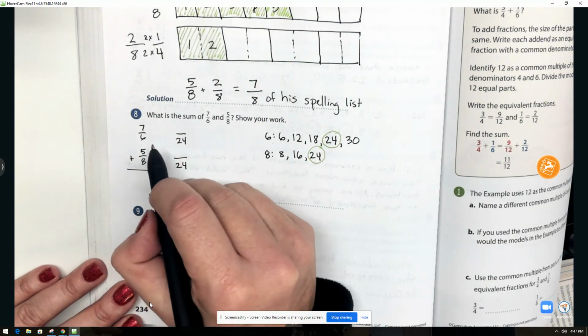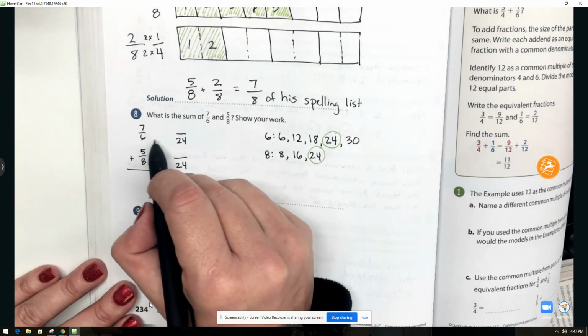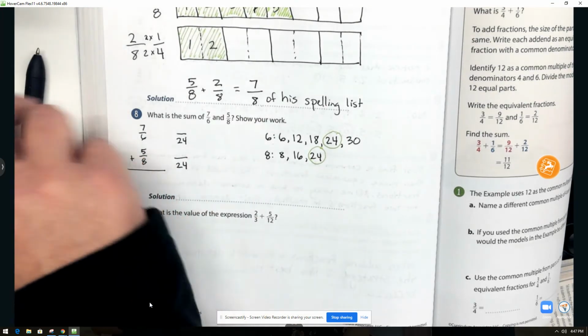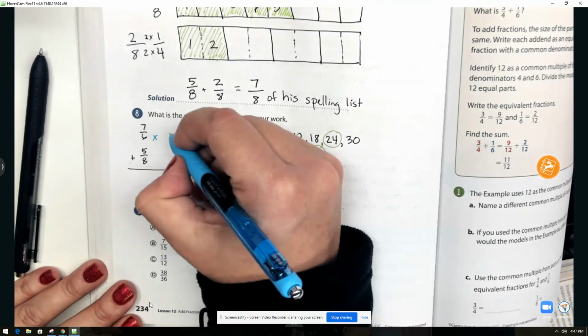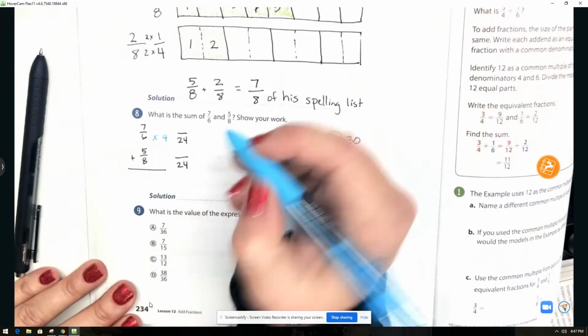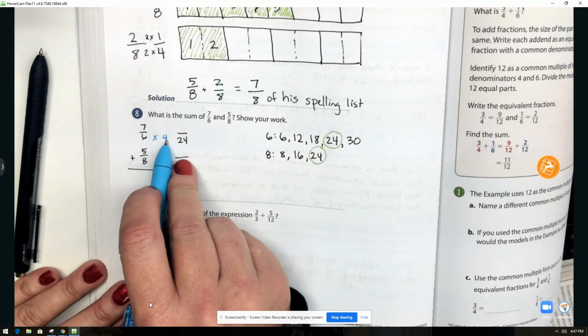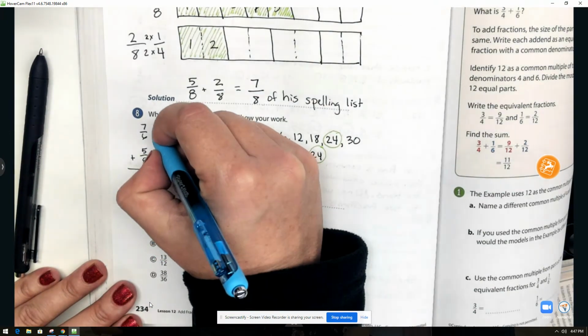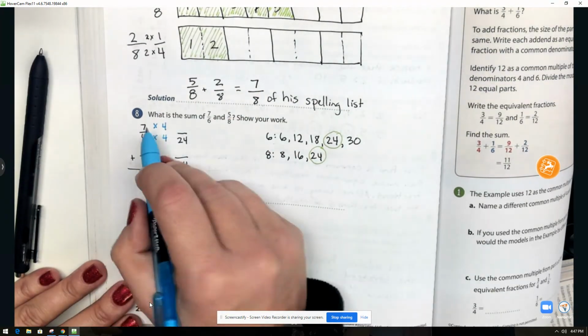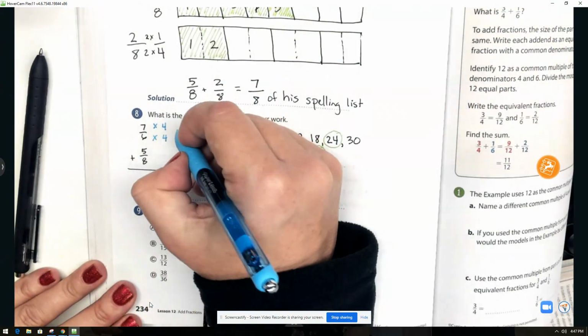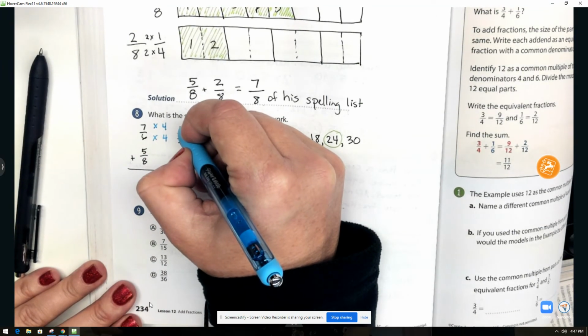Now, what number do I multiply 6 by to get 24? I multiply it by 4. So remember, whatever I multiply the denominator by, I also multiply the numerator by. 7 times 4 is 28.